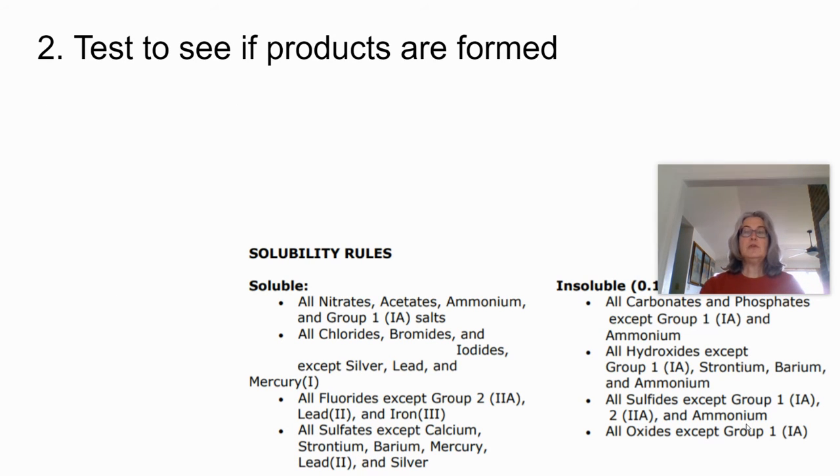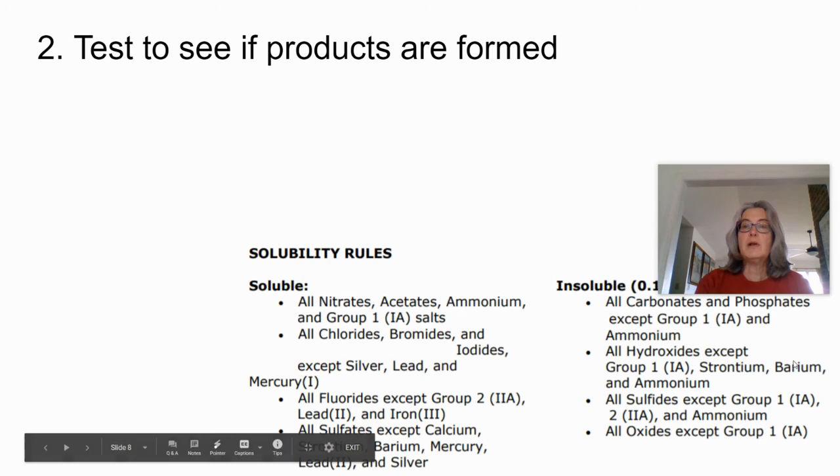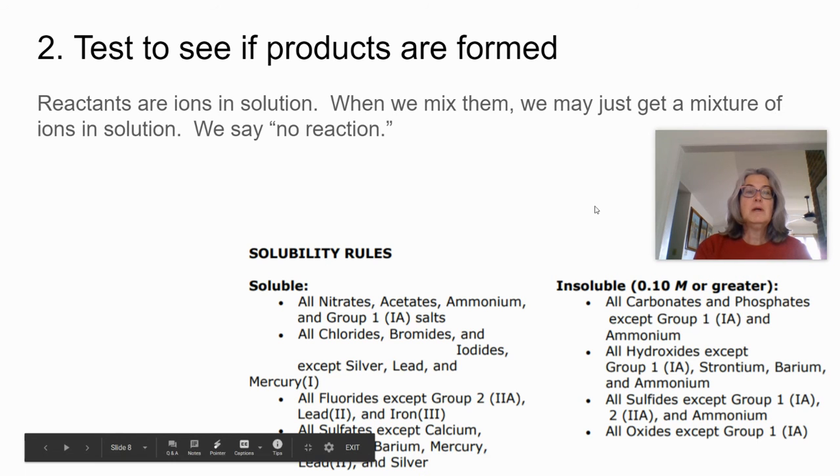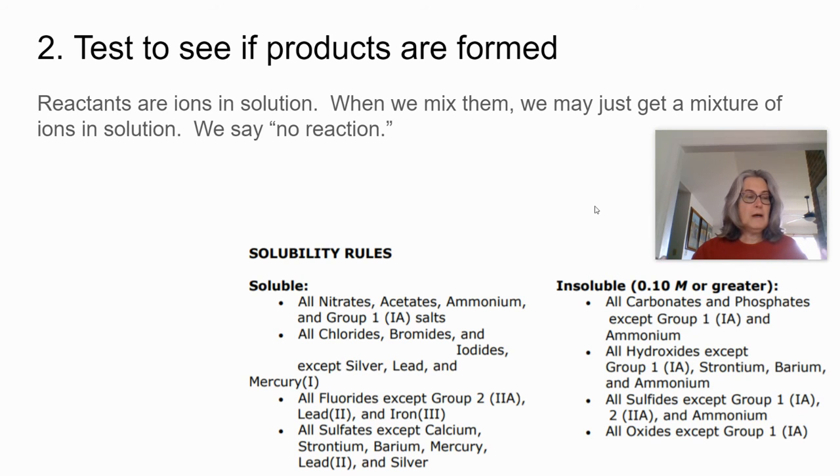So next we test to see if products are formed. And what we use to see if products are formed are the solubility rules. Because if we just have two ionic compounds, we dissolve them in solution, how do they dissolve? The ions separate, right? We have ions in solution. So the solution in one hand has two different ions, one positive, one negative. The solution in the other hand has one positive, one negative. We pour them together, we have a whole bunch of ions. If all the ions just stay in solution, we say no reaction.